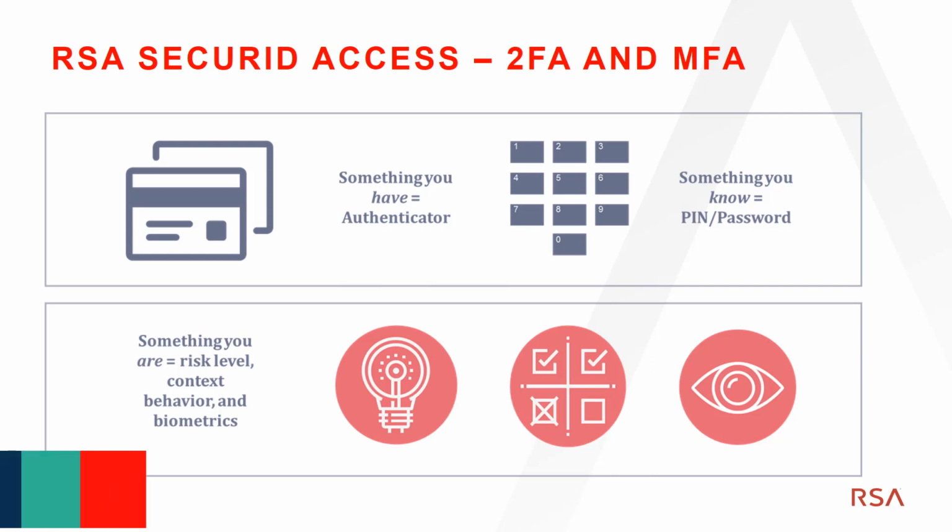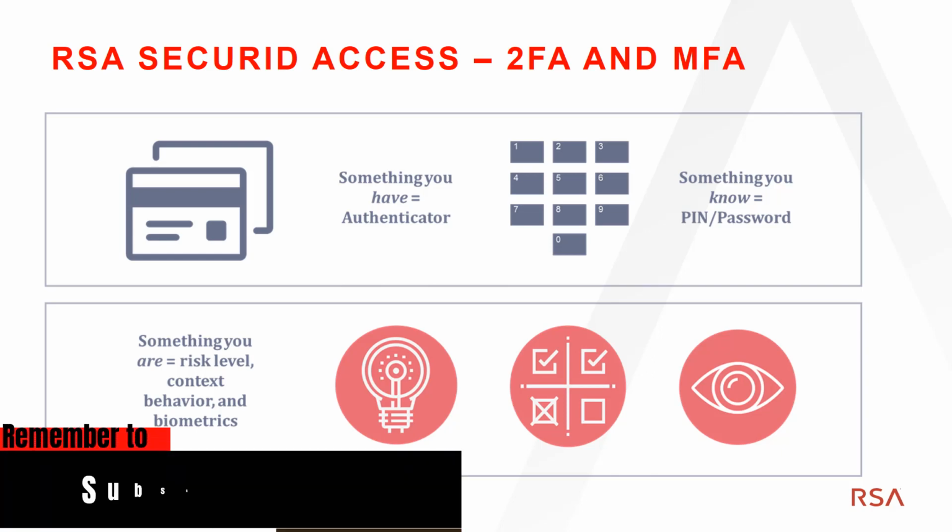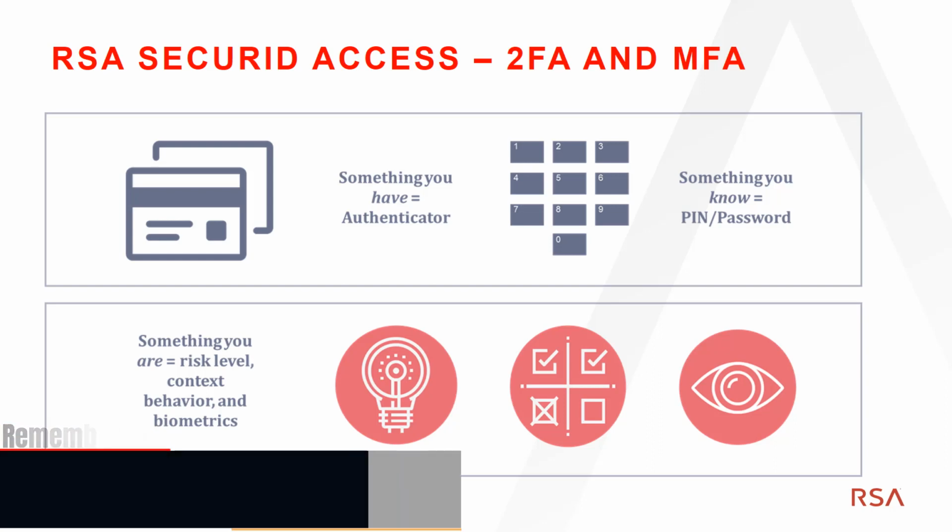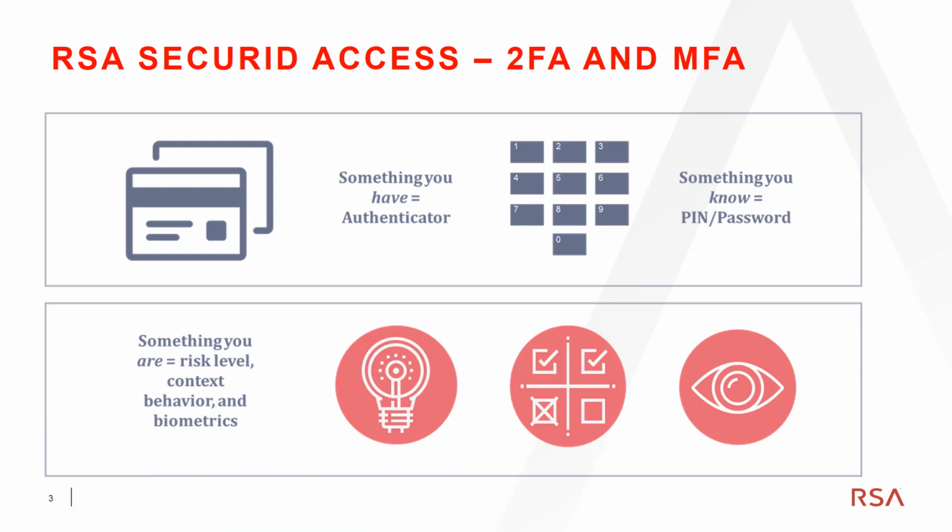So we need to understand what 2FA and MFA are, or two-factor authentication and multi-factor authentication. It starts off with something you have, in this case an authenticator, and something that you know, in this case a PIN or password. And then there's something that you are: risk level context, behavioral context, and biometrics are some forms that you can leverage to augment your password.